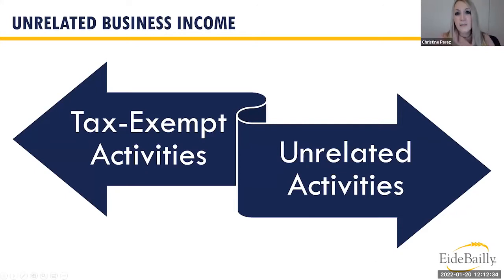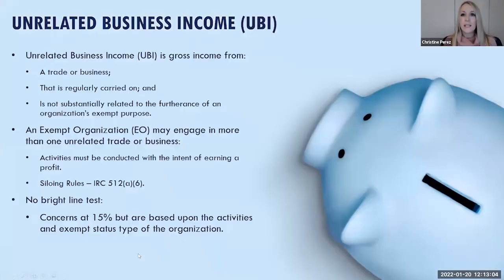Thanks, Kim. So as Kim mentioned, UBI is one of those kind of big issues that does become one of the common factors of why we see entities often determine what's the appropriate entity structure, or looking at choosing an alternate entity or a separate entity. So when we think about UBI overall, it's going to have three main factors. So UBI is typically gross income that is from a trade or business that's regularly carried on, and it's not substantially related to the furtherance of our tax exempt purpose. So, really we're looking at those three tiers. We need to see a profit motive.